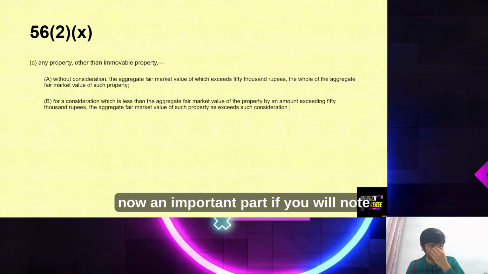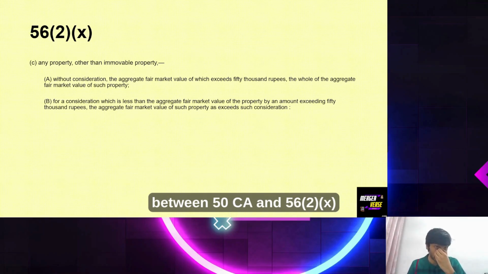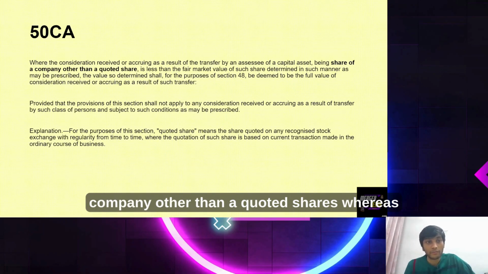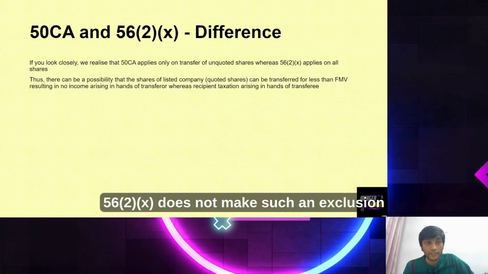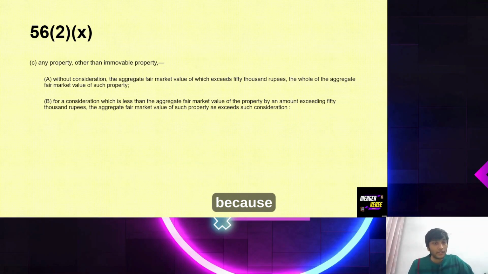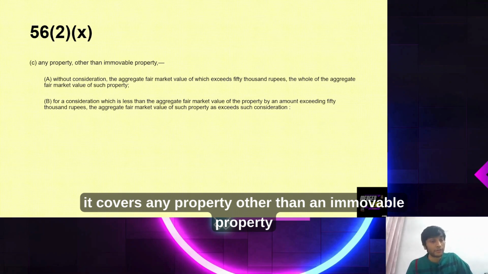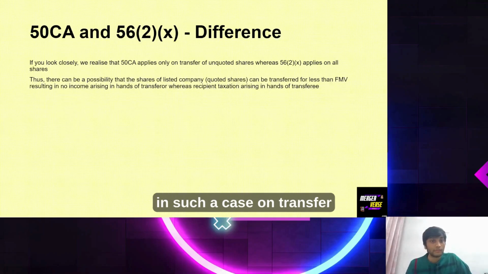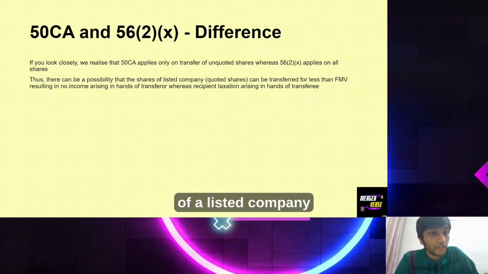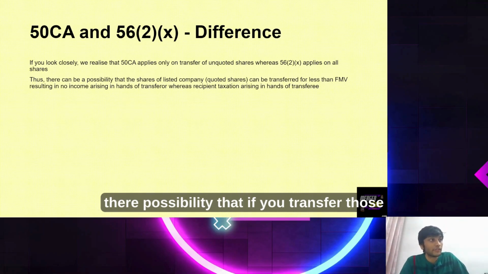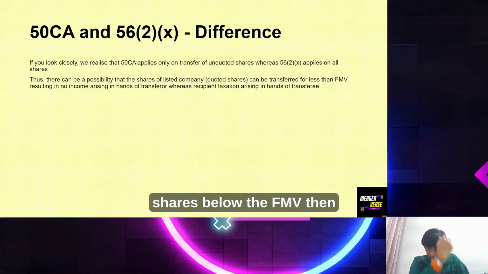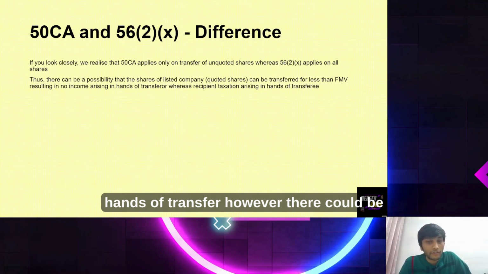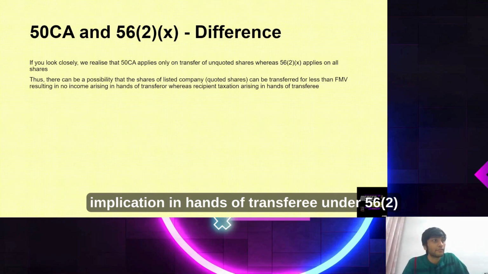Now an important part, if you will note, between 50CA and 56(2)(10) is that 50CA specifically excludes quoted shares, whereas 56(2)(10) does not make such an exclusion, because it covers any property other than immovable property, which would include shares of a listed company. So in such a case, on transfer of shares of a listed company, there is a possibility that if you transfer those shares below the FMV, then there will be no implications in the hands of the transferor. However, there could be implications in the hands of the transferee under 56(2)(10).